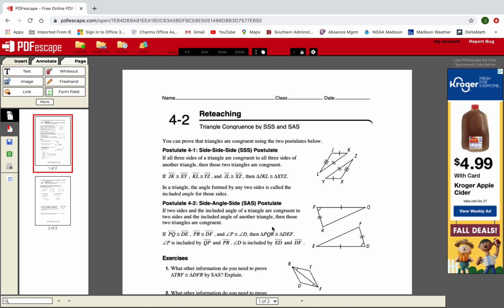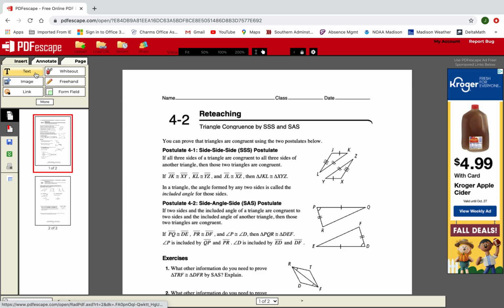In the side angle side postulate, if two sides and the included angle of a triangle are congruent to two sides and the included angle of another triangle, then those two triangles are congruent. So here we have two triangles, and you can see that they have marked that side PQ is congruent to side DE, and PR is congruent to DF, and angle P is congruent to D. Well, it's important to note that it is angle P that is the included angle, because it is created by these two sides.